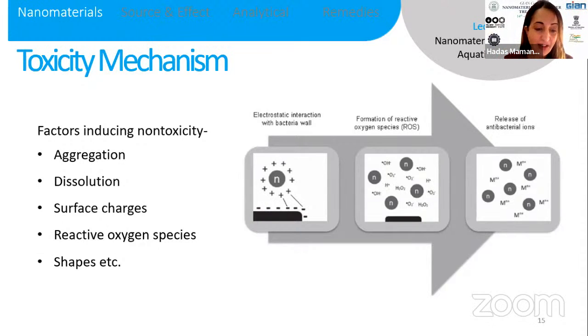In addition to that, there is oxidative DNA damage, and this oxidative DNA damage is associated with mutagenesis.